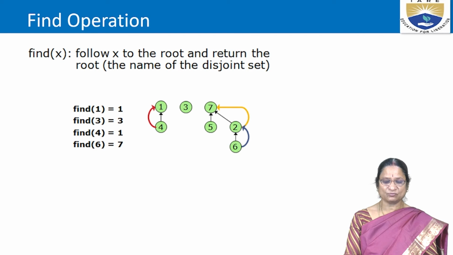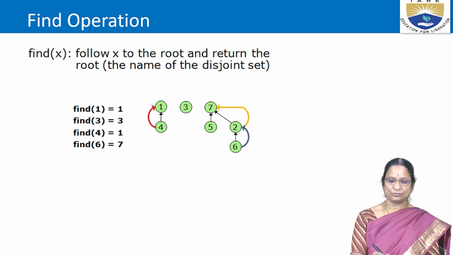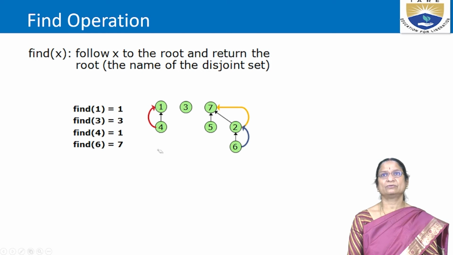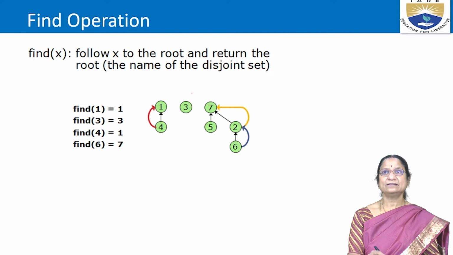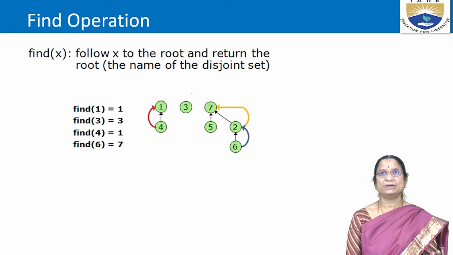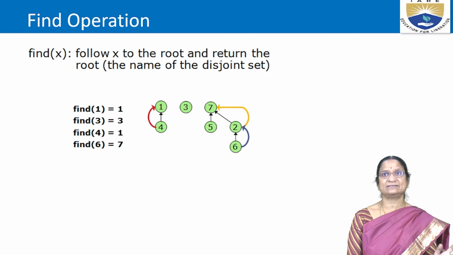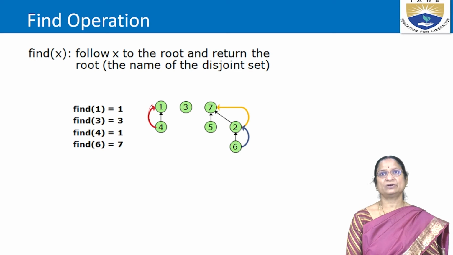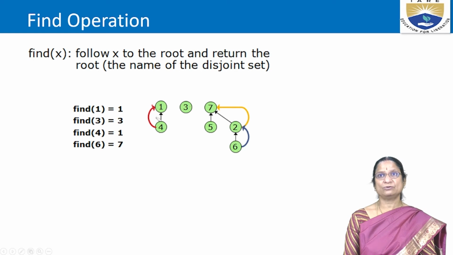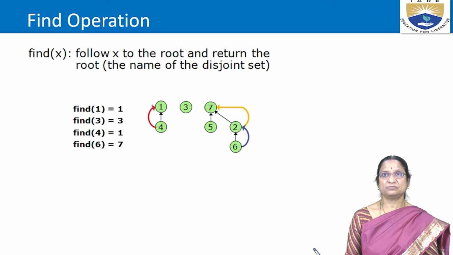So in this example, find 1. Find 1 means we start from the lowest value and move towards 1. The root is 1. Find 3: where does 3 exist? 3 is here, there is no further movement, 3 itself is the root. Find 3 is 3. For example, find 4: where is 4? 4 is here. Moving in the upward direction, the parent of 4 is 1, I mean the root of the tree in which 4 exists is 1.